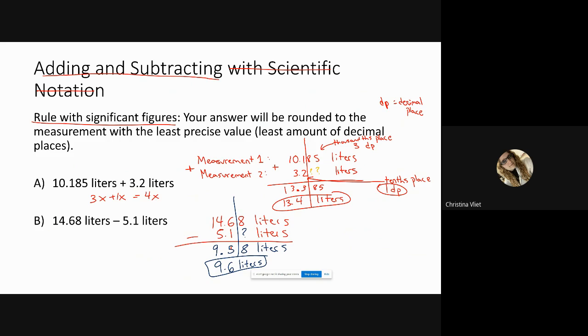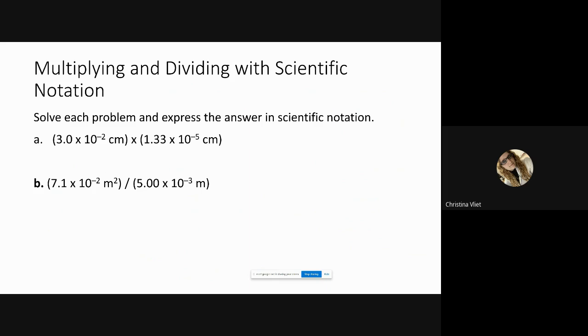All right, so last situation that I want to bring up is multiplying and dividing with scientific notation. So write it down, multiplying and dividing with scientific notation. Get your calculators out.